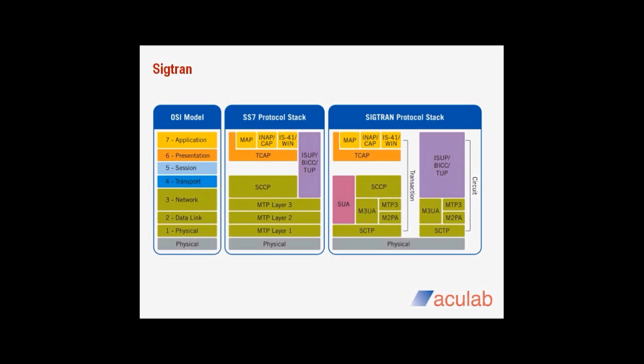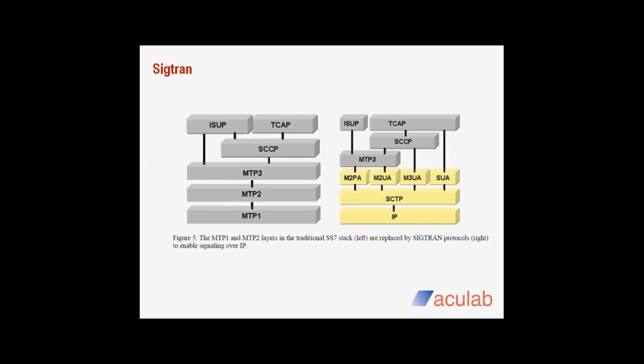Comparing that to the SIGTRAN protocol stack on the right, you can see that the main difference is on the transport layers, where the MTP layers in the traditional SS7 stack are replaced with SCTP, which I've mentioned before, and M3UA and so on. So this is another way of looking at it. You can see the two different stacks. The one on the left is the traditional SS7 protocol stack, with the 3 MTP layers, and moving up you've got SCCP, ISUP, TCAP, etc. On the right you can see that the MTP 1, 2, and 3 layers are replaced with an IP-based transport mechanism.